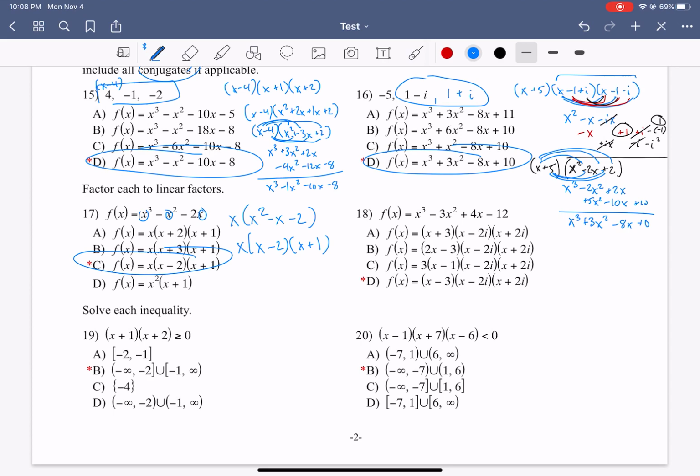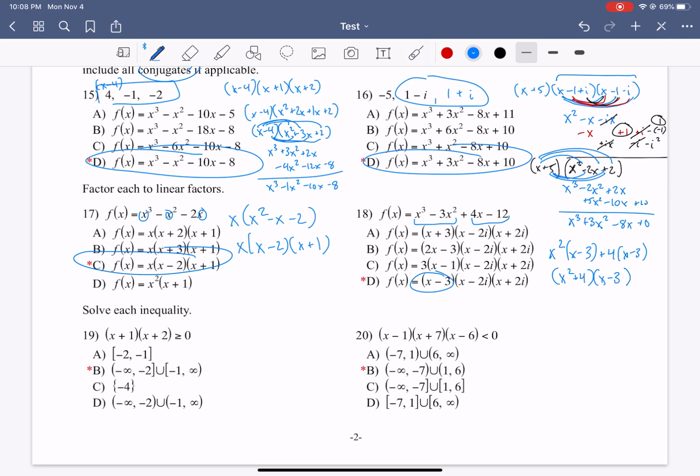18, we're probably not going to be so lucky. Let's see, can we group? We get x squared, x minus 3. And then if we take a 4 out of both of these, we get x minus 3. So not too bad. We get x squared plus 4, x minus 3. So if I look at this, the only one I see x minus 3 in is this one.